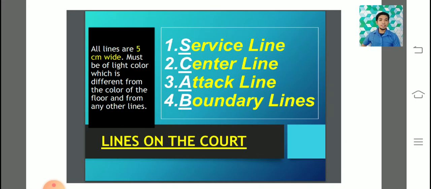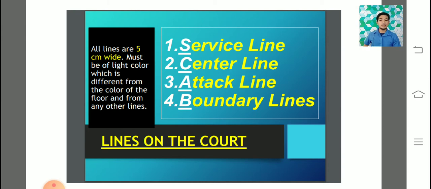Now, sa mga lines, nabanggit ko kanina, there are 4 lines. So, it stands for acronyms of SCAB. But before that, sabi dito, all lines are 5 cm wide. So, lahat ng lines na makikita nyo dun sa court, the measure of that line is 5 cm wide. And it must be a light color, hindi dark color ha. It must be a light color which is different from the color of the floor and from any other lines.